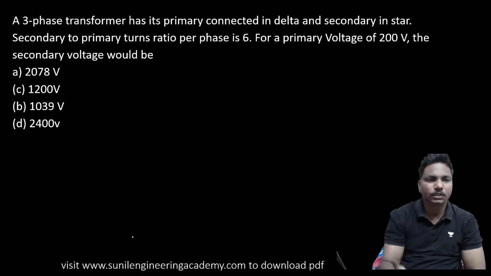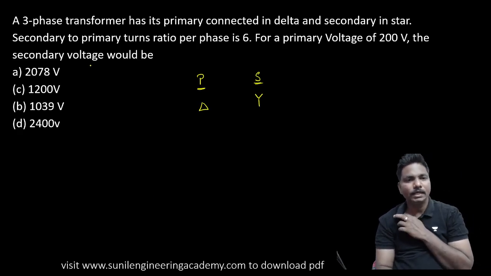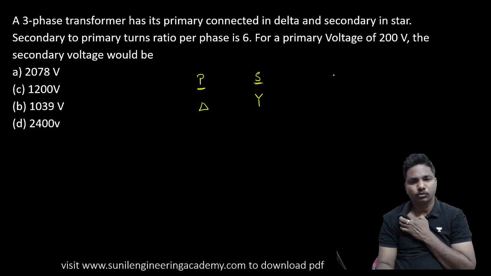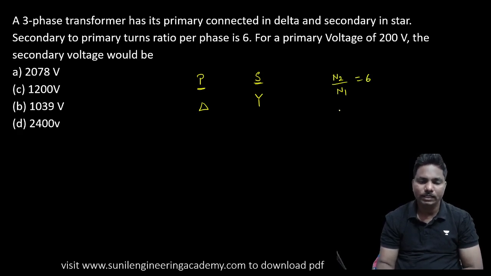Coming to the next question. A three-phase transformer has its primary connected to delta and secondary connected to star. The secondary to primary turns ratio is given as 6, and primary voltage is given as 200. Then what is the secondary voltage?